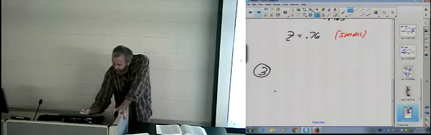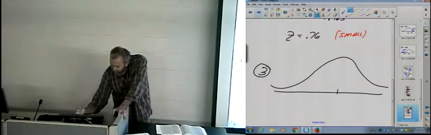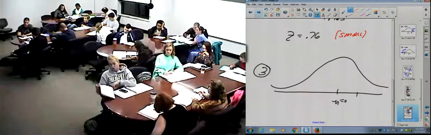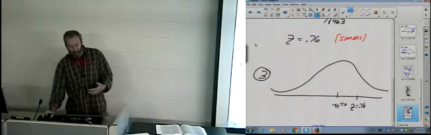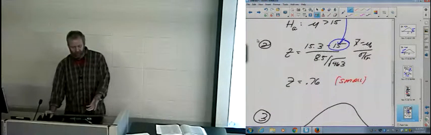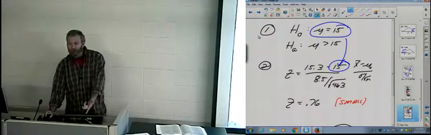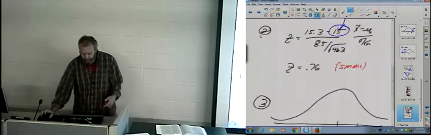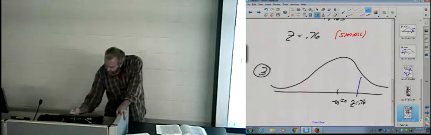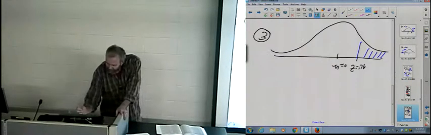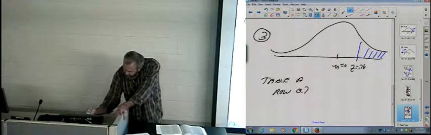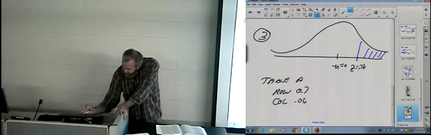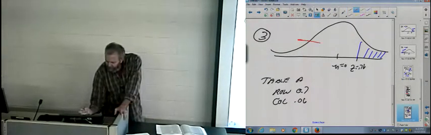Number 3 is your p-value. Mu is equal to 0. Here sits your z of 0.76. I'm going to scroll back up. I keep going back to remind you that I'm not making anything up. This is where it comes from. The alternative is telling you to look to the right, so I want the area to the right. I'm going to table A, to the row that's 0.7, and the column is 0.06. The table always tells me to the left.